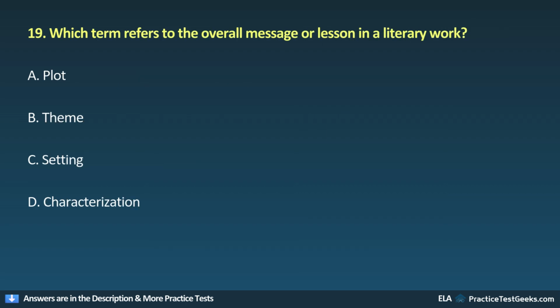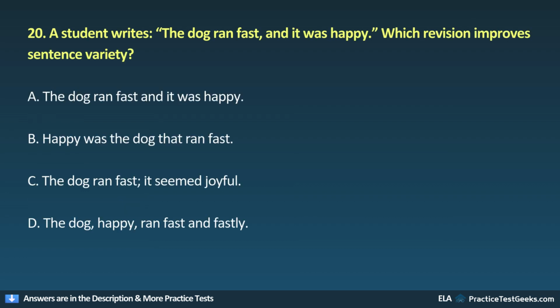19. Which term refers to the overall message or lesson in a literary work? A. Plot. B. Theme. C. Setting. D. Characterization. 20. A student writes, "The dog ran fast and it was happy." Which revision improves sentence variety?